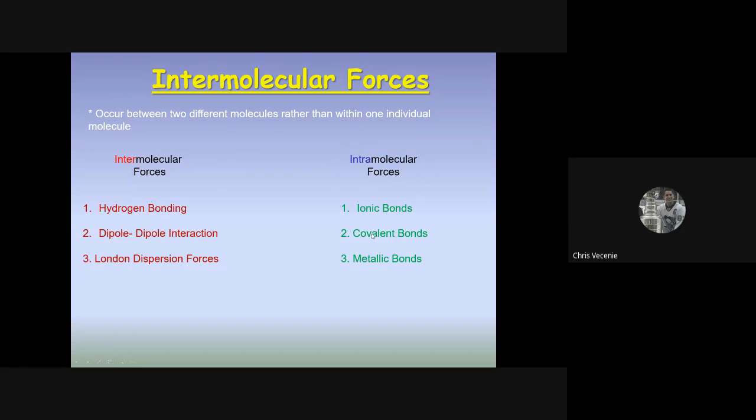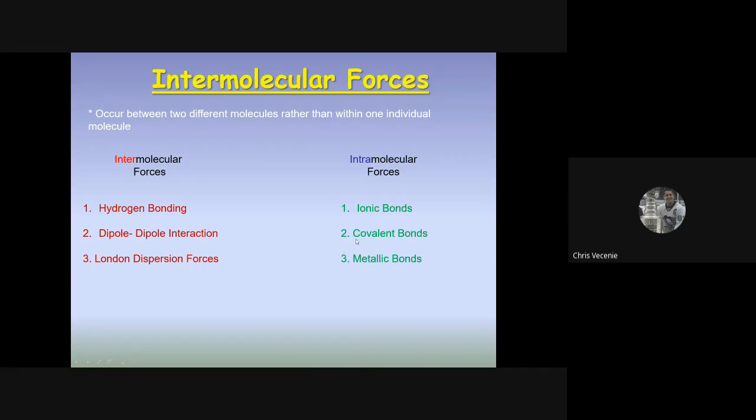Ionic bonds, covalent bonds, metallic bonds. Right? But ionic bonds have ionic intermolecular forces. Metallic bonds have metallic intermolecular forces because the bond itself is occurring between two opposite particles. Covalent bonds have different names for their intermolecular forces.